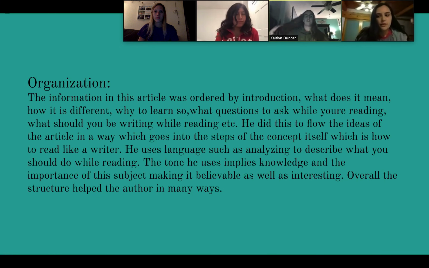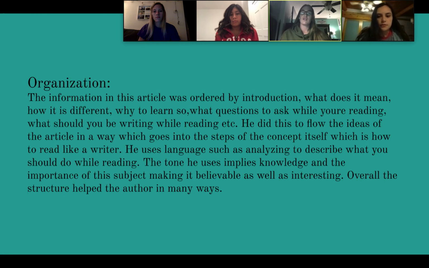Okay. So for the organization, he basically did it in order of how you would read like a writer. So it goes from why we're doing it, why we're learning, what questions you need to ask yourself, and what you should be writing while reading it. So basically analyzing it, and it just keeps going in order. He did this to flow the ideas of the article in a way which goes into the steps of the concept itself, which is how to read like a writer.